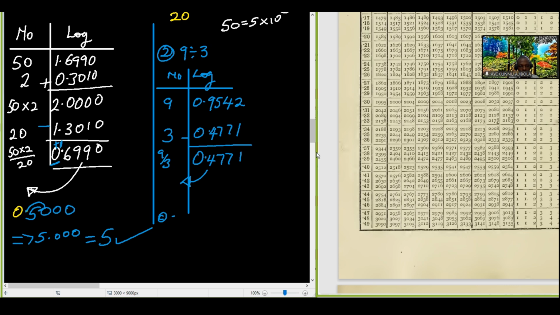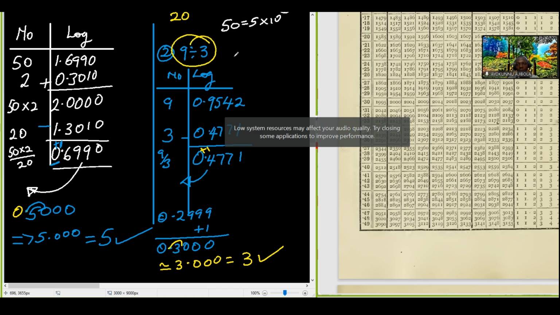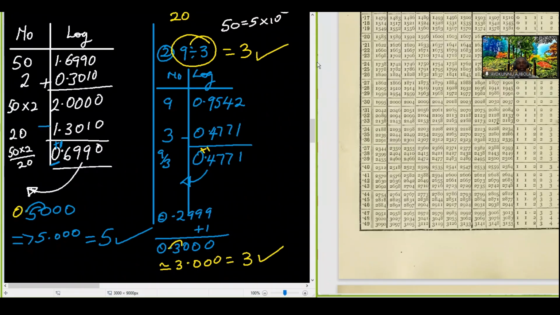Can you see my mouse? Yes, sir. So that will be 0.2999. Then the difference 1, we are going to add it, which is 1. So this will give us 0, 0, 0, 3, 0. Then because there's 0 here at the top, we're going to add 1 to it, like I explained before. Then it means you are shifting your point once, and our answer is going to be 3.000, which is 3. And it proves that 9 divided by 3 is what? 3. Using the number and log approach. Is that clear?